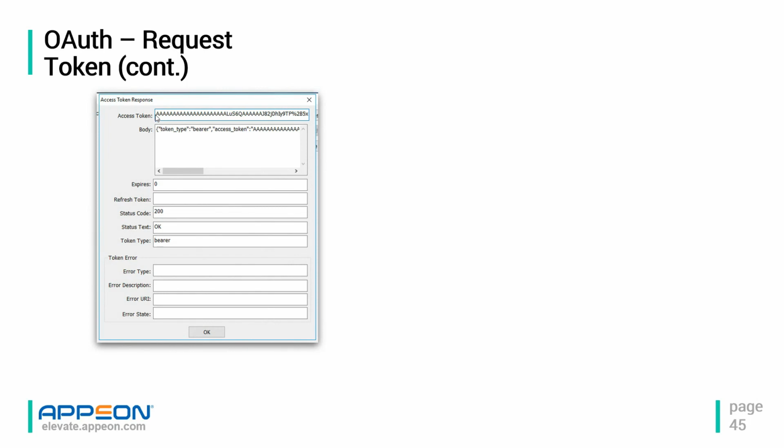So this is the window that opens up to show you what the response looks like. This is the primary thing we're interested in, the access token. It actually shows you the entire body, which includes the access token. The expiration flag, the 0 means that it doesn't expire, as I mentioned earlier. There's your status code we got back. Status text just means OK. And it indicates the token type we got back, and this is a bearer token. If this had been some other code, you would have gotten some token error information down below here.